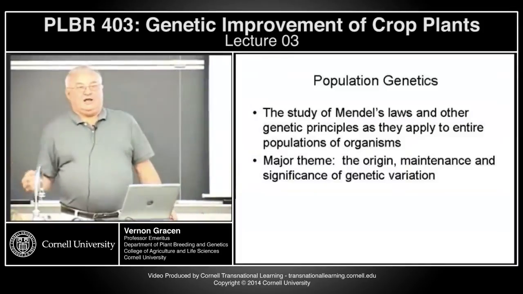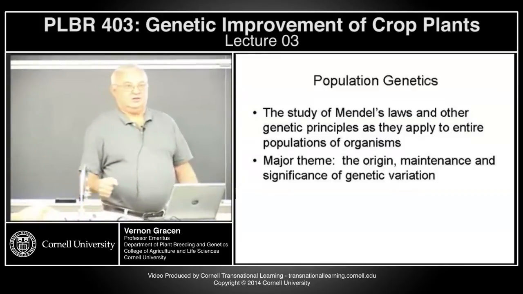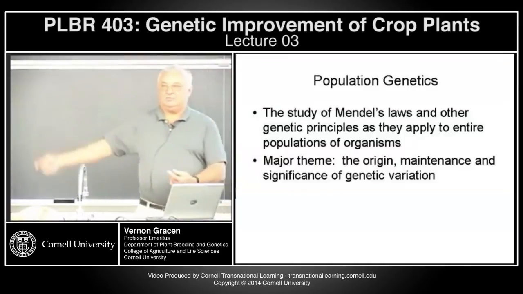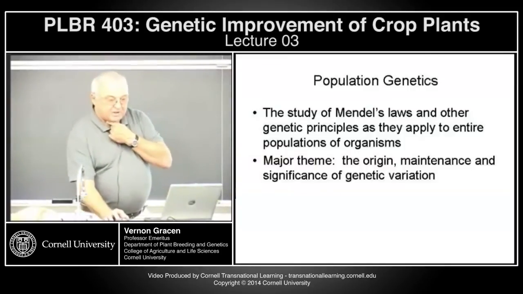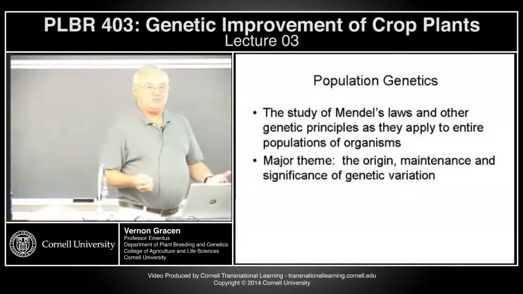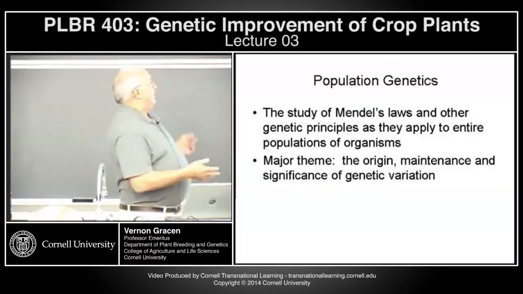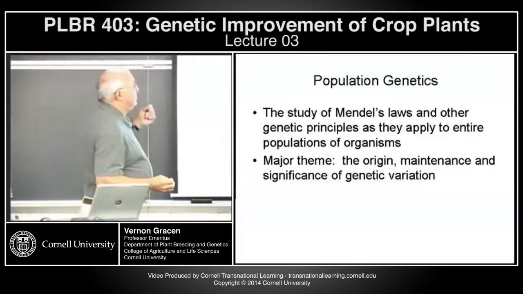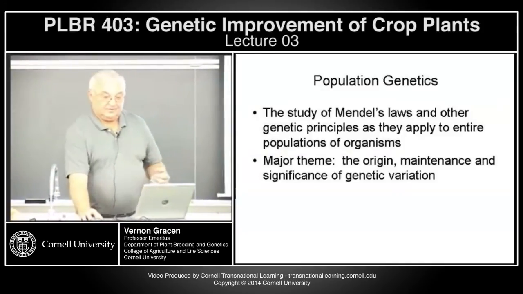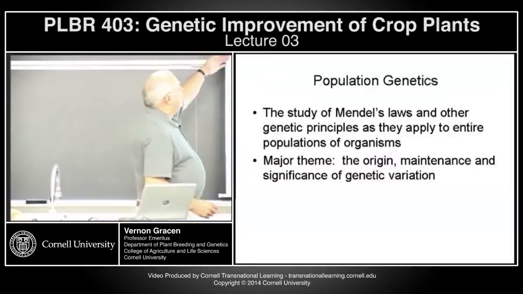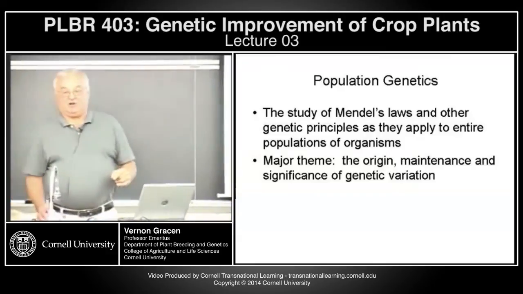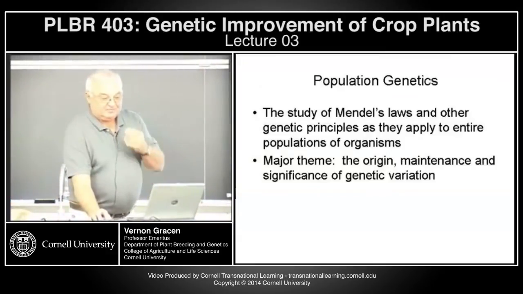All right, population genetics. Another complicating factor to using genetics to breed plants. Genes and populations have certain patterns of behavior. They follow Mendel's laws, but when we're dealing with populations and looking at the origin, maintenance, and the significance of the genetic variation, we find some really interesting facts.